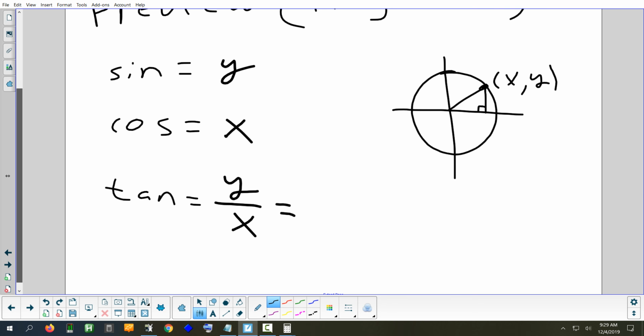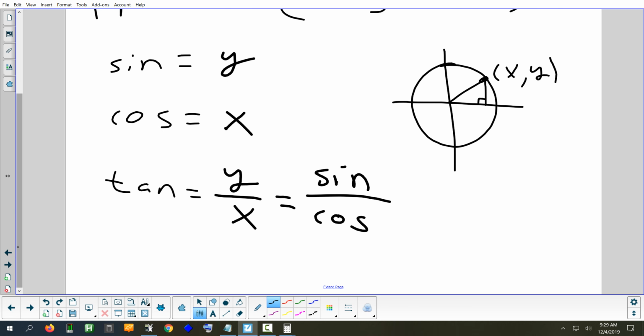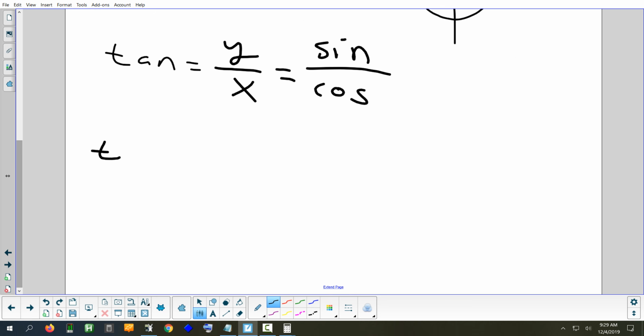Now, tangent is y over x. What did we just say that y was up above? Sine. What did we just say that x was? Cosine. So what that really means, that last line, is that tangent equals sine divided by cosine. What we did is we took a formula that we already had, and we used it to figure out something else about trig functions. That's basically what trig identities are.